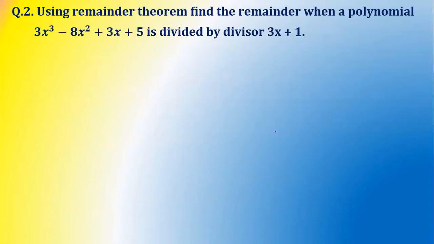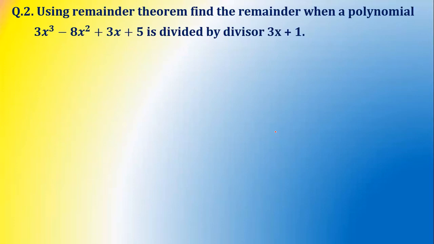Now let's see the second example. I think we have got some idea from example 1. Now let's go to example number 2. This question says: using the remainder theorem, find the remainder when the polynomial 3x cubed minus 8x squared plus 3x plus 5 is divided by the divisor 3x plus 1.